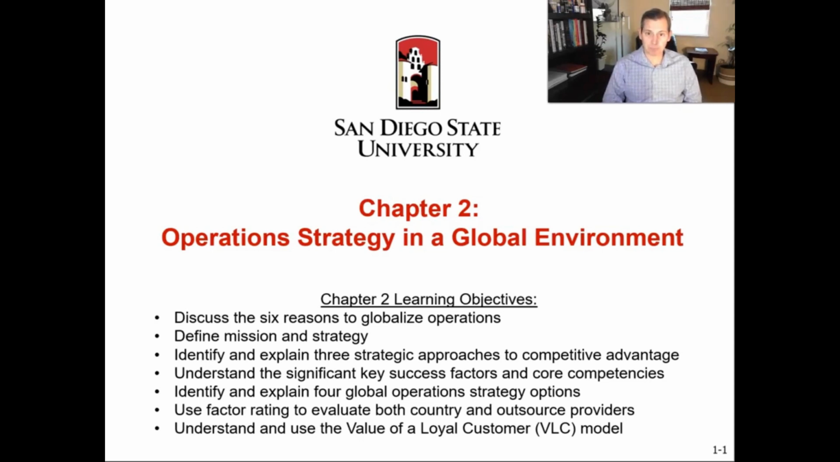a global environment. So this chapter, Chapter 2, when we talk about global operations and strategy, this one is going to have the most references to global operations, talking about why we do business overseas, why it's important to have global supply chains.